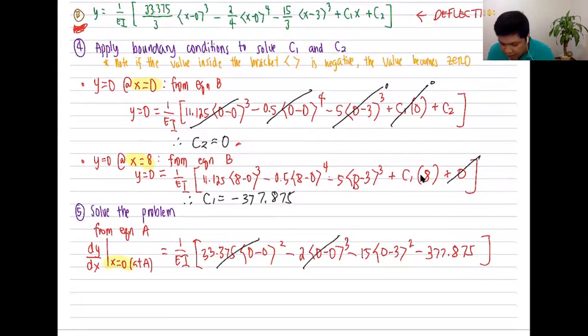Okay? Now, I need to evaluate, but again, 0 minus 0, cancel. 0 minus 0, cancel. 0 minus 3, okay? This will also cancel out because that's negative in value. Okay? So what we're left with is negative 377.875. So my final answer here is negative 377.875 all over EI. Okay?